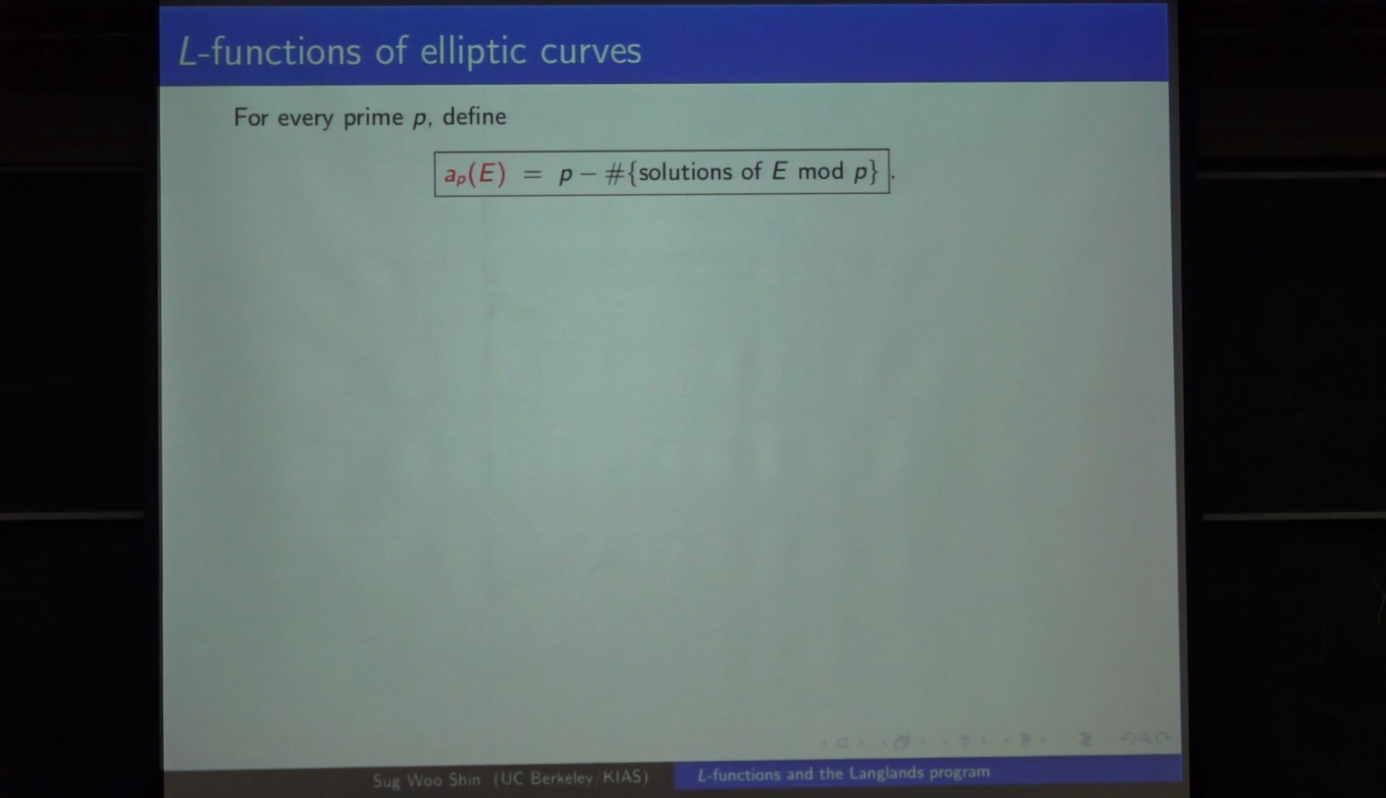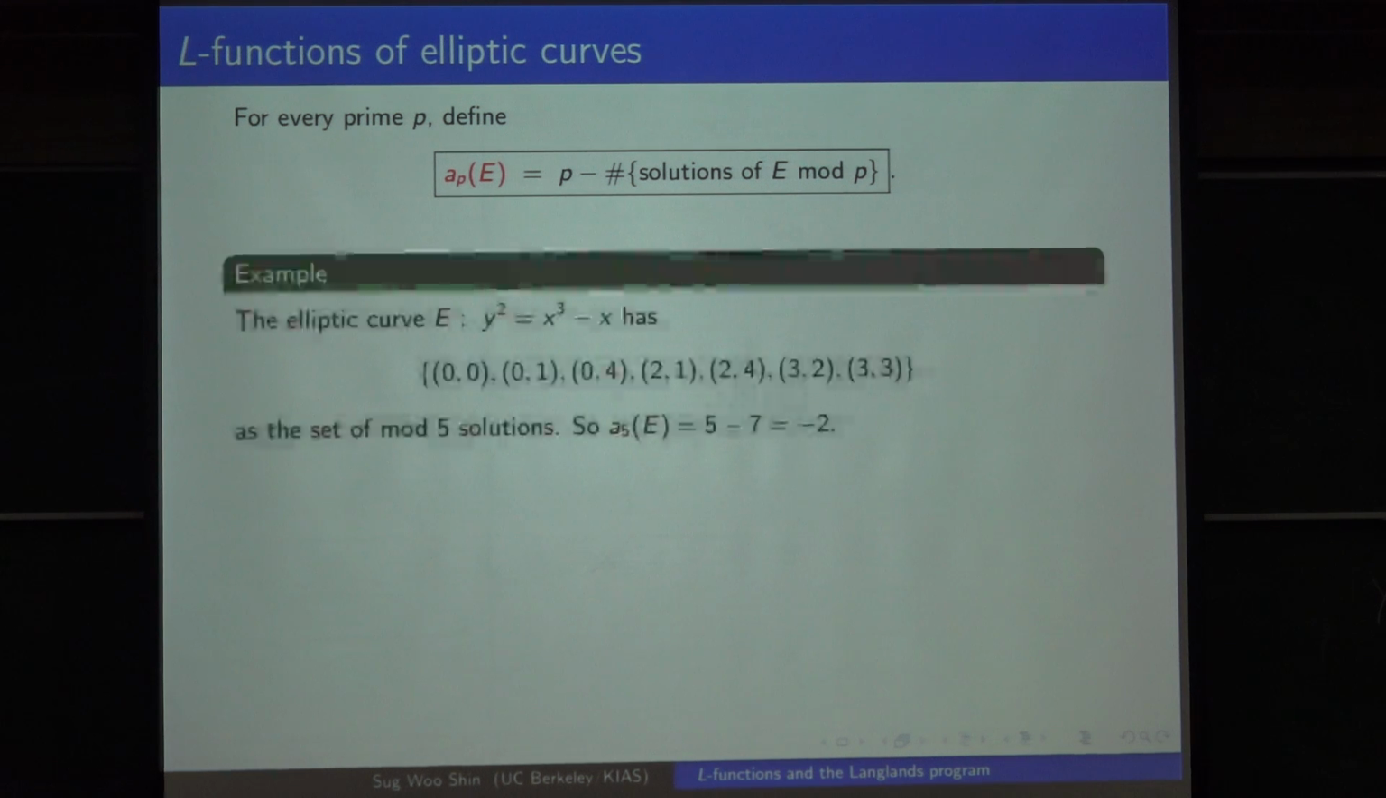And if you're an expert, you will also object, why is it p? It should be p plus 1, but that's because I'm taking an affine curve, not the projective version of the elliptic curve. So, okay, hopefully I'll satisfy experts in the room as well, like Professor Lim, for instance.